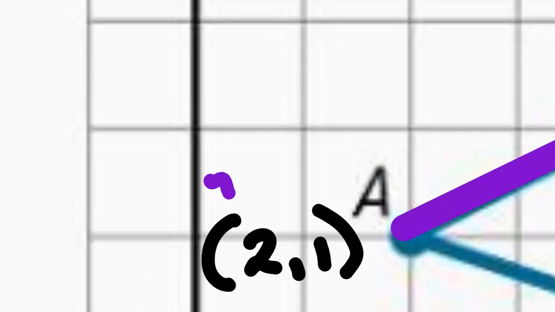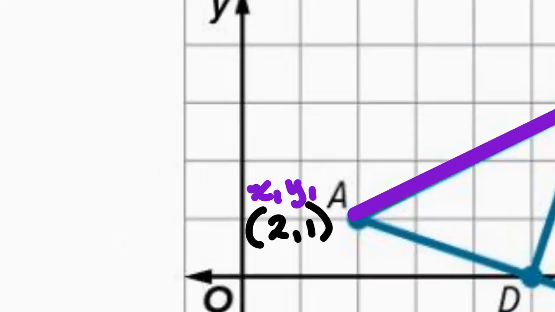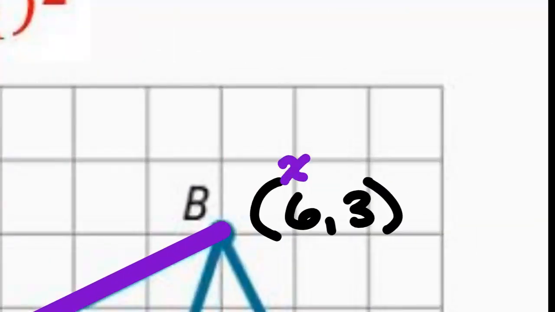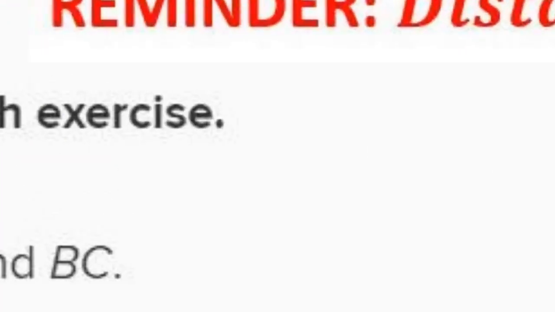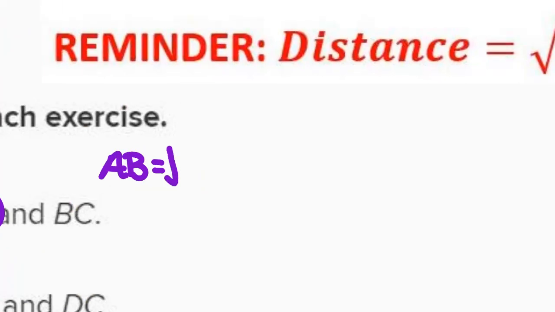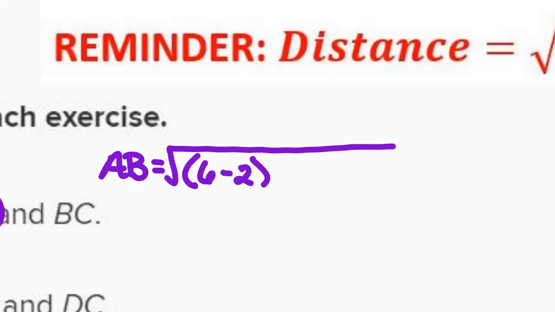So I'm going to let point A be my (x1, y1), and I'm going to let point B be my (x2, y2). So to find the length of segment AB, we're going to need a big long square root sign. We do x2 minus x1, so 6 minus 2. Close those parentheses and square it. Then you do the same thing with the y's, y2 minus y1, so 3 minus 1. Close the parentheses and square it.